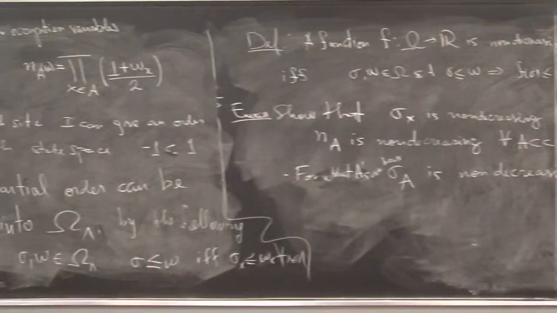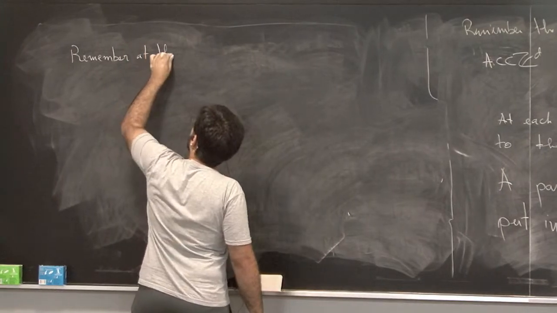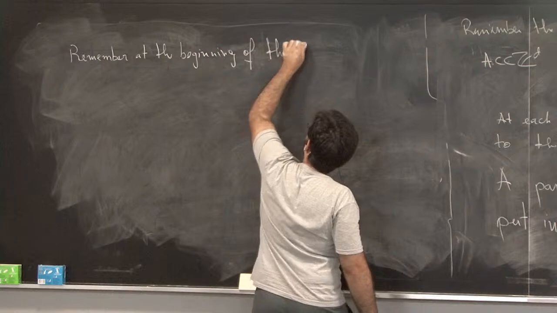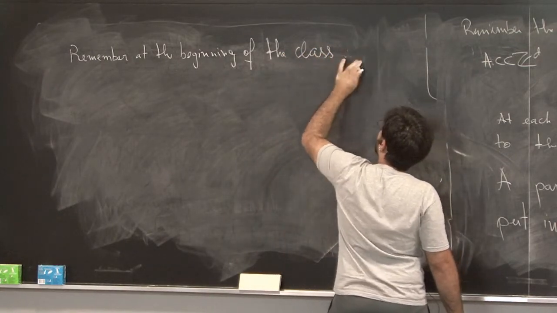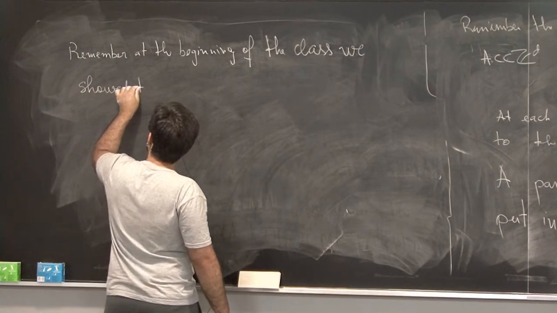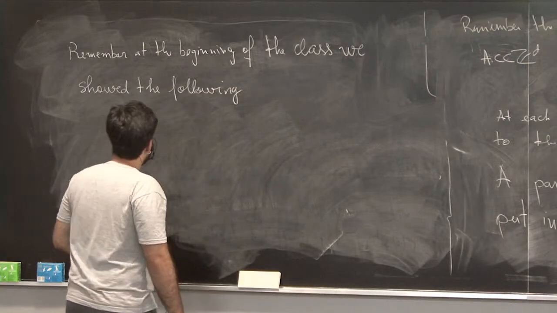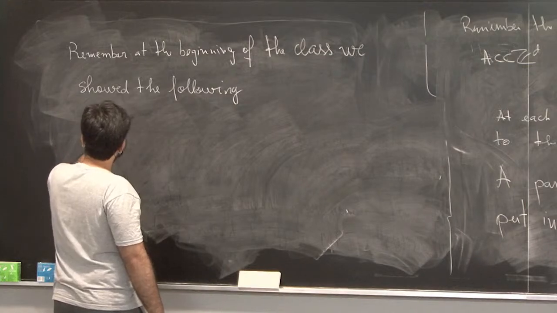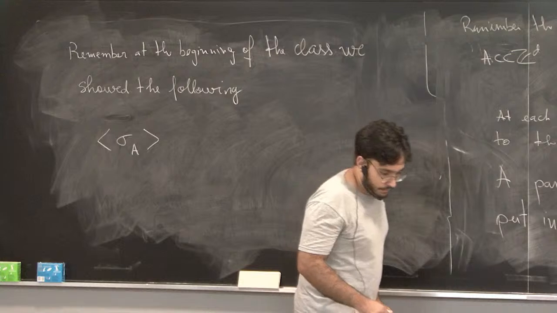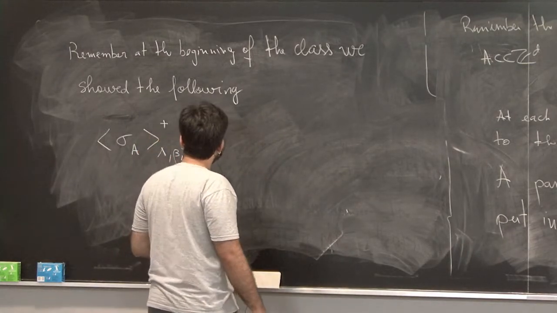So remember, at the beginning of the class, we showed the following: that we could write the expectation value of sigma A in lambda, beta, h, with respect to the plus boundary condition.